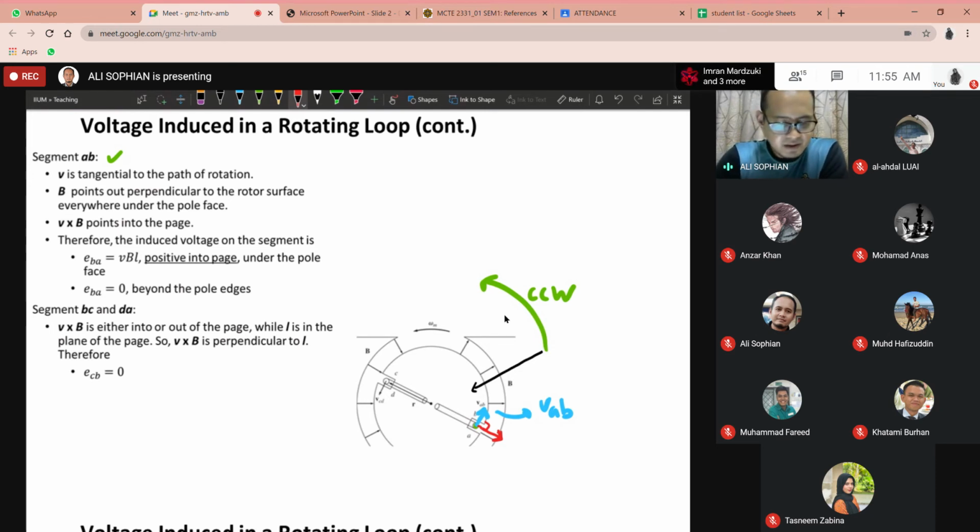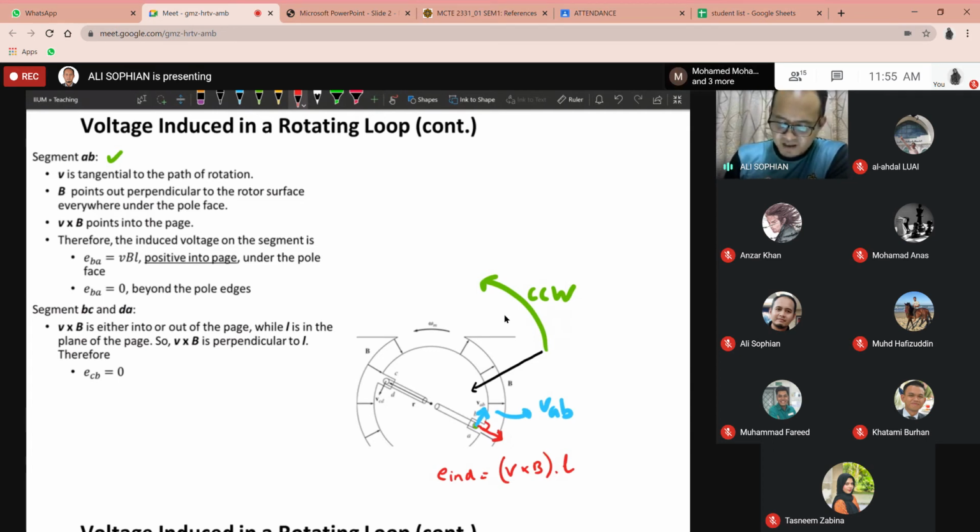So you've got the V, and then you've got the B, and L is perpendicular to the surface of this page. Yeah? Right. So now, can we calculate the induced voltage on that segment by using the equation that induced voltage is equal to V cross B dot L?